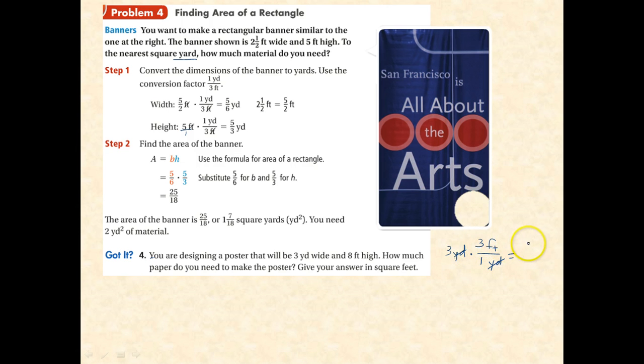3 times 3 is 9. 1 times 1 is 1. So we got 9 feet for the width, and 8 feet for the height. Area is base times height. Area of a rectangle, that is base times height. So this is 9 feet times 8 feet, and that is 72 square feet.